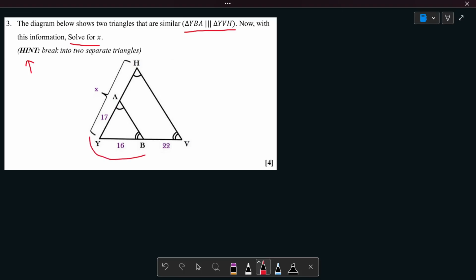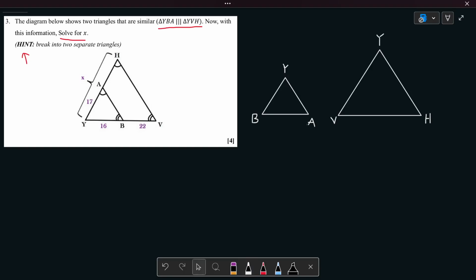If we split them up, we can see we have triangle YBA, and then we also have triangle YVH, this entire big triangle over here. So we have two triangles. Let us actually split them up and see what it looks like. Let me just skip forward to that. So I've split these two triangles up, as you can see. So let's actually complete the information that we have, right?